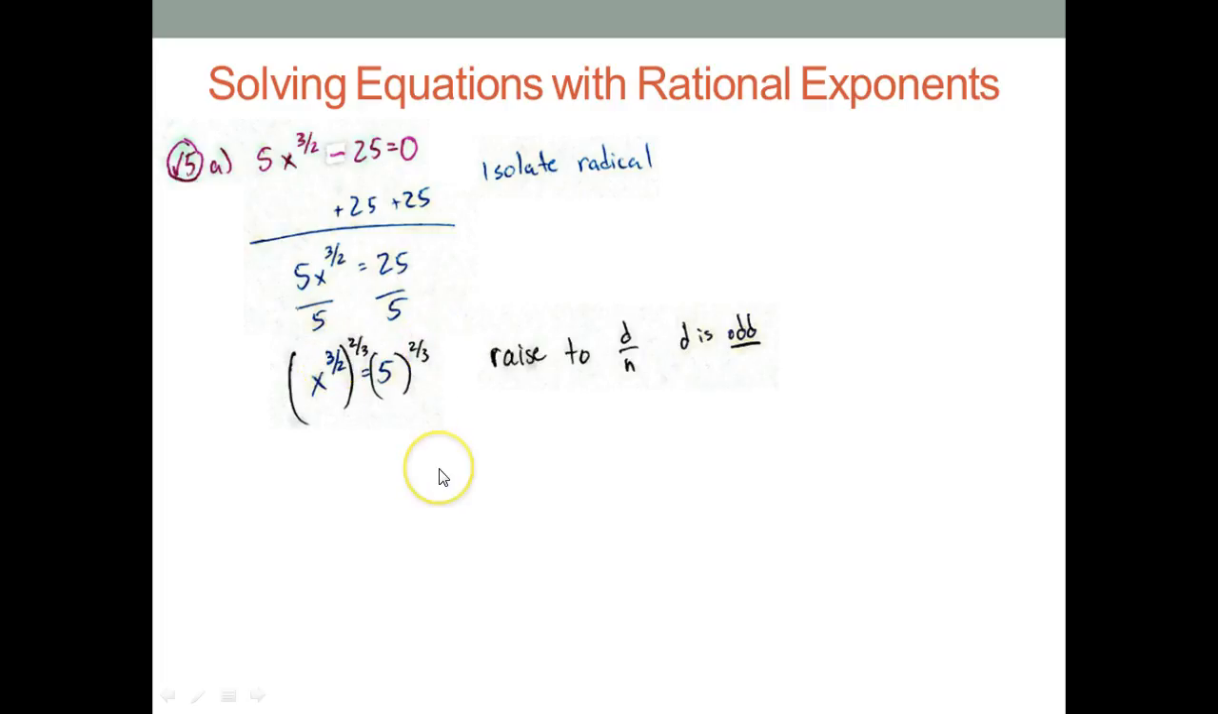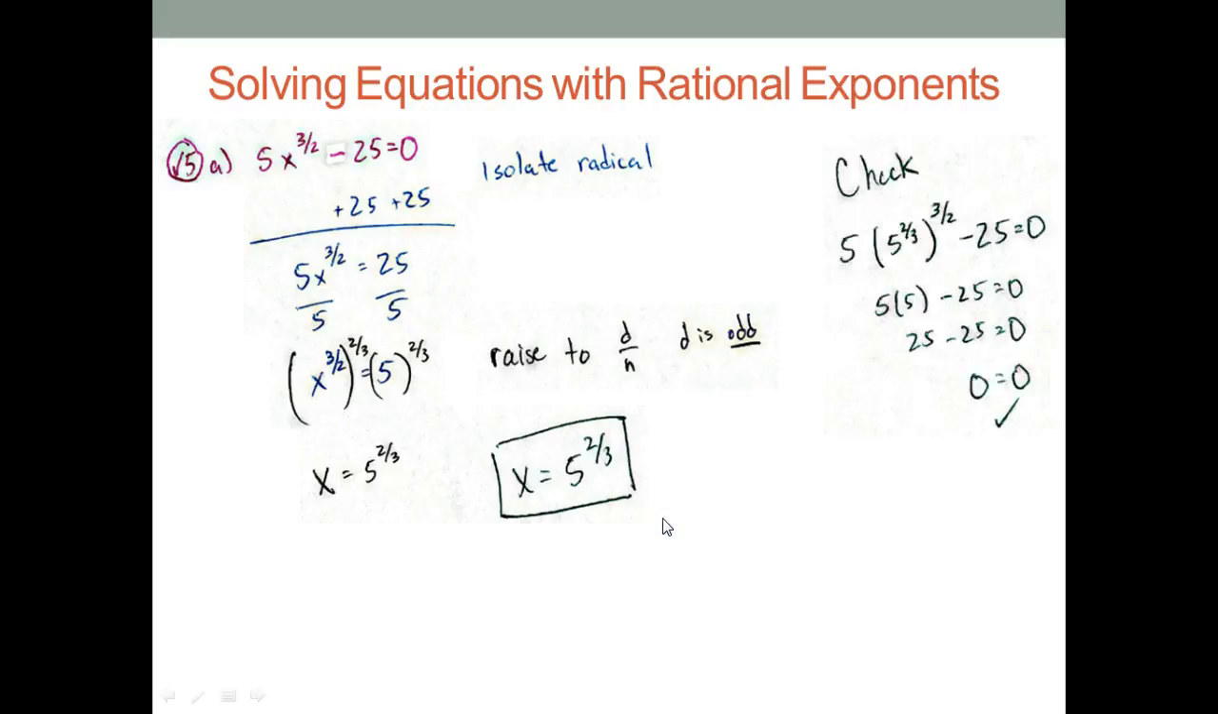Now the reason I do that is because when I multiply fractions, I just multiply straight across. 3 times 2 is 6, 2 times 3 is 6. If I multiply a fraction by its reciprocal, it's always going to reduce to 1, which leaves me with just a plain old x, which is what I want. X is equal to 5 to the 2/3.